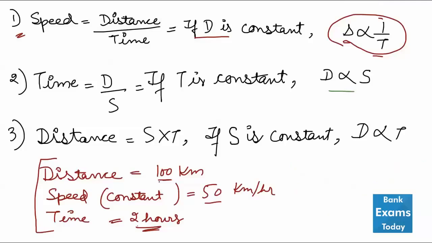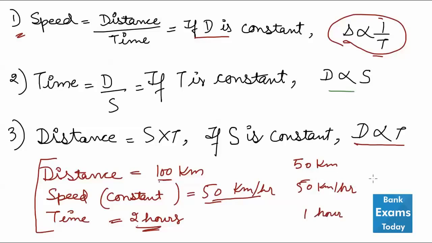So the last derivation: distance is equal to speed multiplied by time. In case the speed is constant, the distance is directly proportionate to time. Let's explain with an example. The speed is 50 kilometers per hour, which is constant, and the distance is 50 kilometers. So we can cover the 50 kilometers in 1 hour.